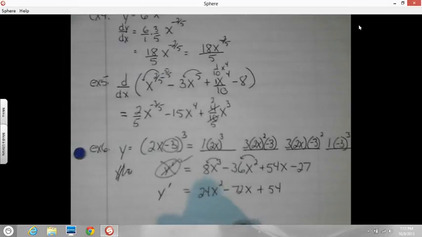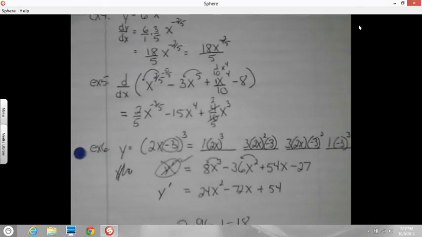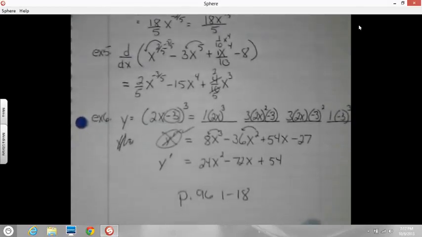All right. You're going to have an easy day in class tomorrow. Page 96. It's going to be 1 through 18, where we're just practicing this little shortcut rule. All right, that's it.